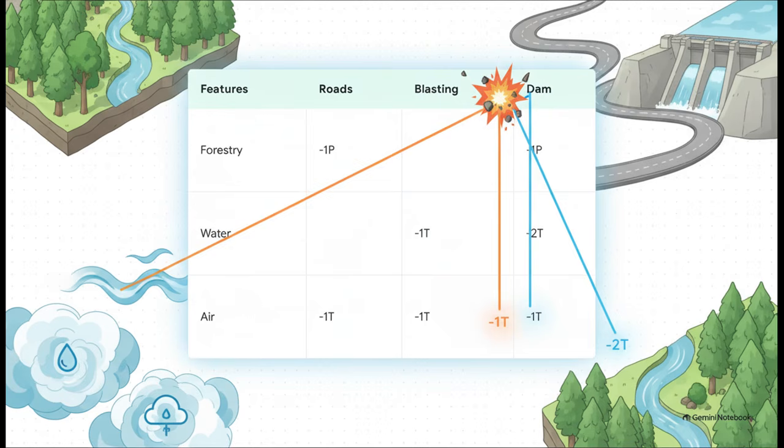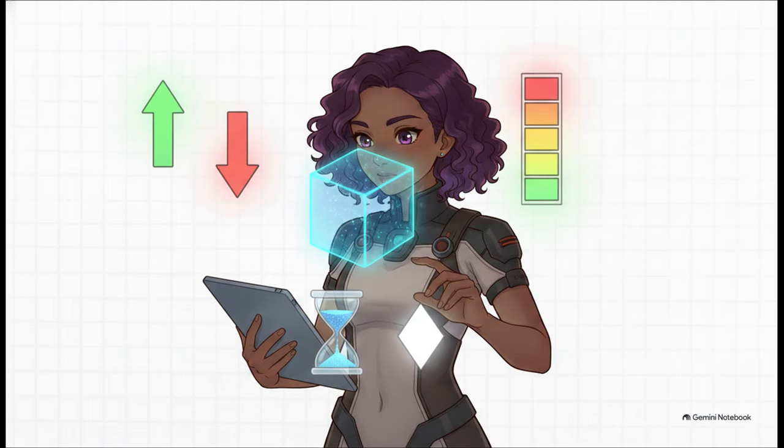If you follow blasting operation to where it intersects with air quality, you get a specific impact score of -1T. Or trace dam construction intersecting with water quality, and you get a -2T. Okay, but to ensure absolute technical accuracy, we really need to decode what these alphanumeric symbols actually mean in the real world. To keep things crystal clear, let's define these variables.